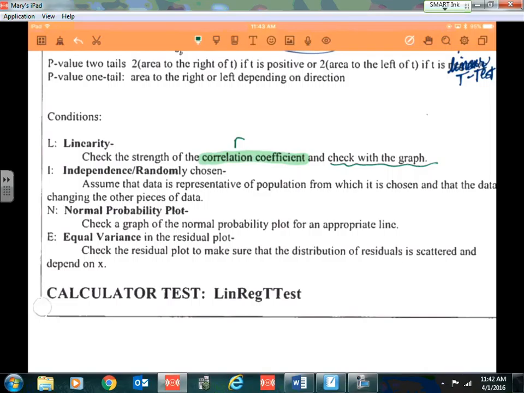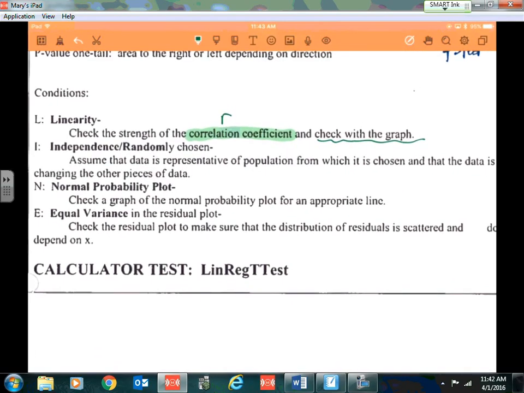All right, now these last two are a little bit newer. In fact, the N, which stands for the normal probability plot, has to do with a graph that we haven't looked at before. So we'll go through that and look at it. But basically, here's what you are saying: you are saying that the residuals are distributed fairly normally.